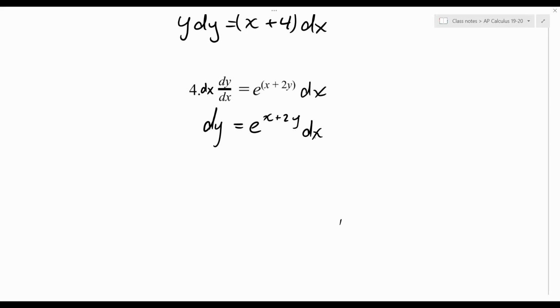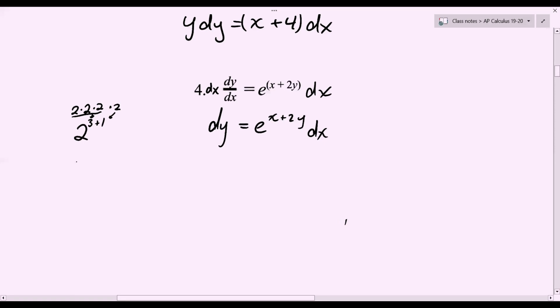Well, remember our properties of exponents. If we have 2 to the 3 plus 1, well, that's 2 to the 4, which means 2 times 2 times 2 for those 3, times 2 for that 1. Well, that's the same thing as 2 to the 3 times 2 to the 1. So we can rewrite this expression using this property. So we get dy equals e to the x times e to the 2y, dx.